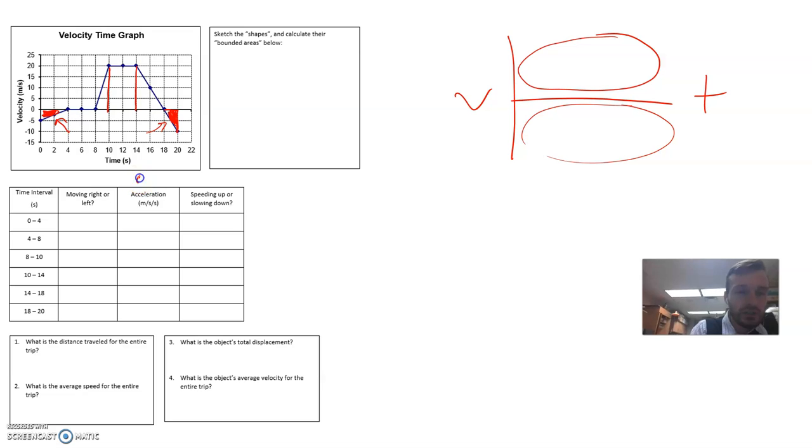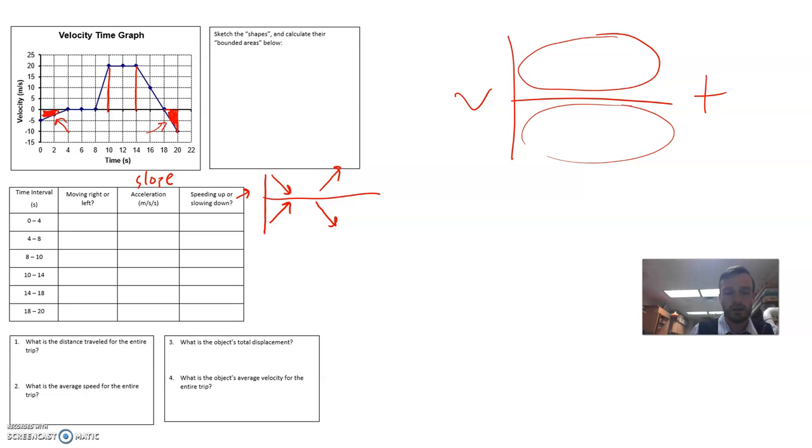For acceleration, just a little reminder, you're going to calculate the slope for each of those little segments using 2 points, rise over run. And for speeding up or slowing down, we had some great conversations about this in class. Remember for this one, you are slowing down as you get closer to 0. So those would look like slowing down. But you are speeding up when you're getting further away from 0.